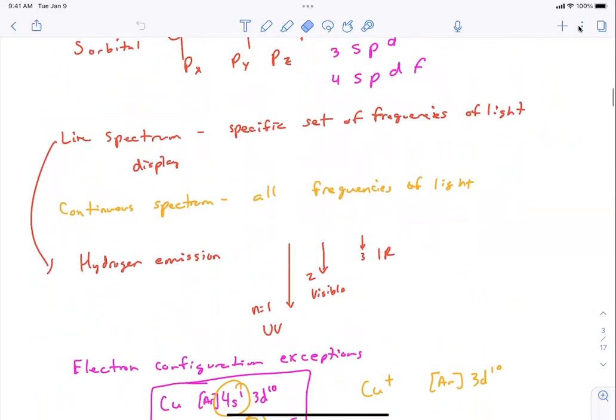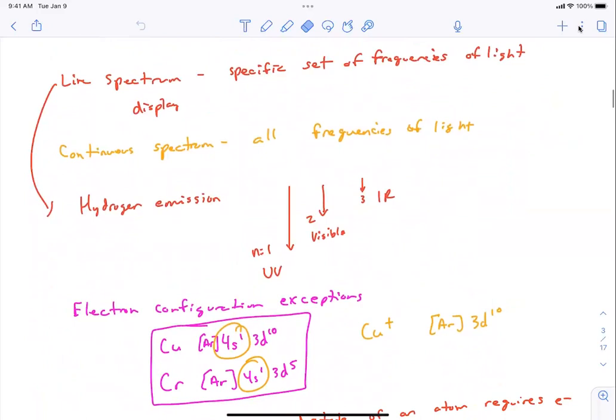A line spectrum versus a continuous spectrum. A line spectrum has specific frequencies of light displayed, whereas continuous has all frequencies of light. And a line spectrum relates to the hydrogen emission spectrum. And knowing that when you jump down to n equals 1, it's UV light emitted. When you jump down to n equals 2, it's visible light, and jump down to 3, it's IR, infrared light. You do need to know what type of radiation or light is emitted depending on the energy jump.